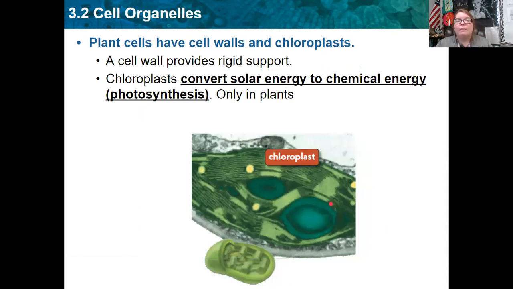Chloroplasts, this is where photosynthesis happens. They convert solar energy to chemical energy, or they make sugar there. So the chloroplast makes the sugar, and then the mitochondria breaks the sugar down. Plants have both of those, because plants got to eat too, okay? It's just they make the sugar themselves. Our cells, like animal cells, don't have that.